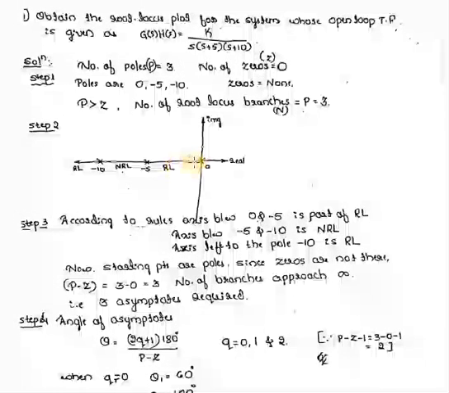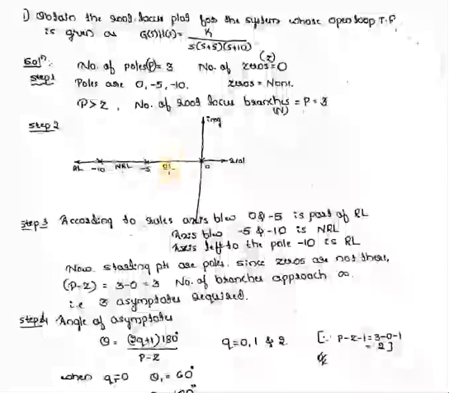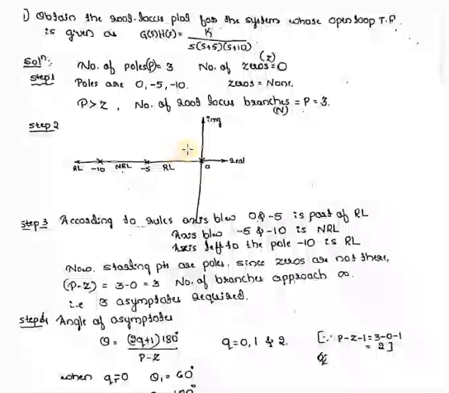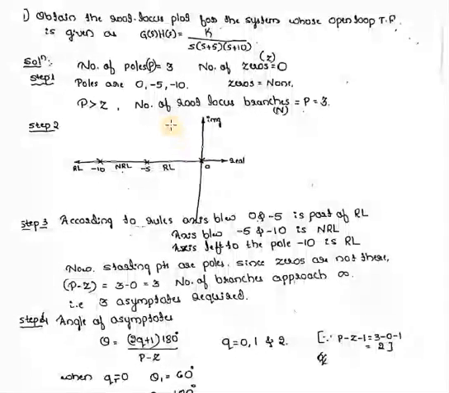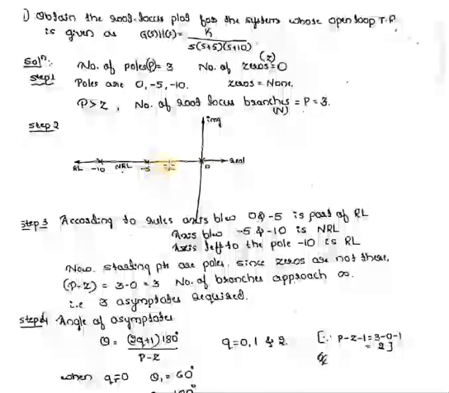Now you need to identify the root locus part and non-root locus part. For that, between 0 and minus 5 you consider a reference point. Towards the right side of that reference point you take the summation of P and Z. Towards the right side, there is only one pole, which is at 0, and there are no zeros. So the summation of P and Z is 1, which is an odd number. So from 0 to minus 5 it is a root locus part.